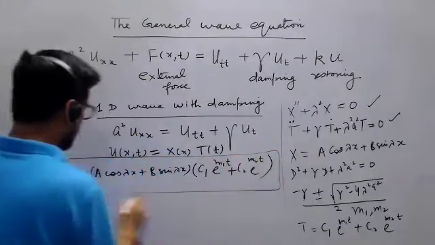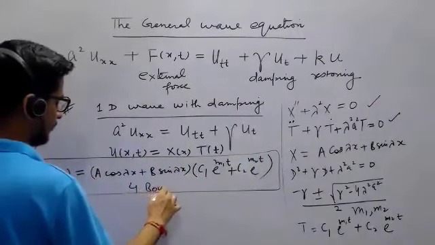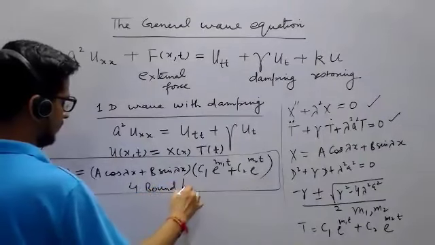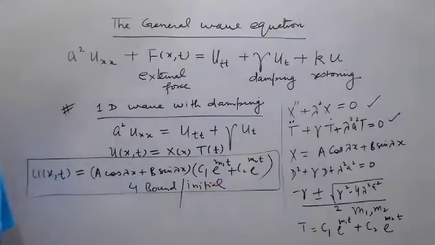After this you will need four boundary or initial conditions to solve the equation. Tell me if this much is okay. If there is any doubt up to here, tell me. Okay, fine.